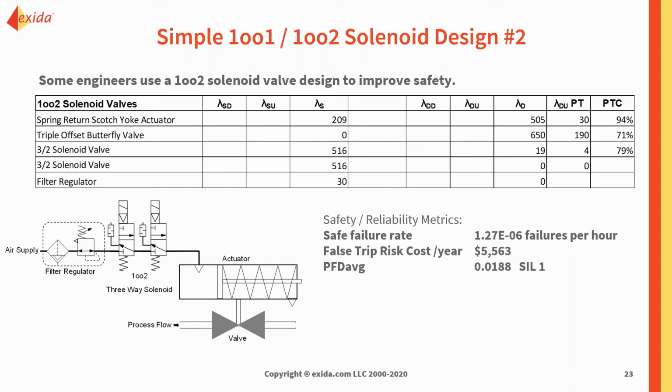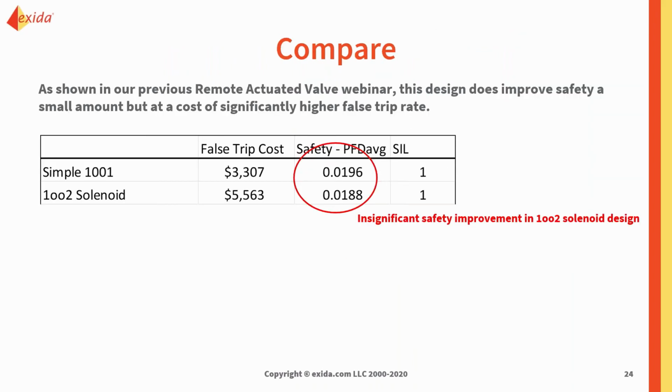But we improved the safety, right? Because that was our goal. Well, how much did we improve safety? Our dangerous failure rate is 1.17 e to the minus 6. So the probability of failure on demand was 0.0188. A very, very small improvement in failure rate, but a large increase in false trip rate, resulting in a pretty big increase in cost.